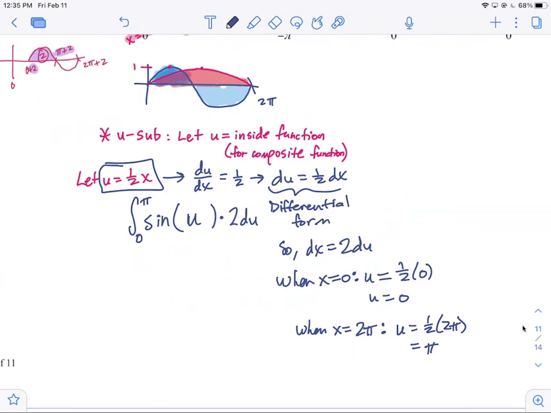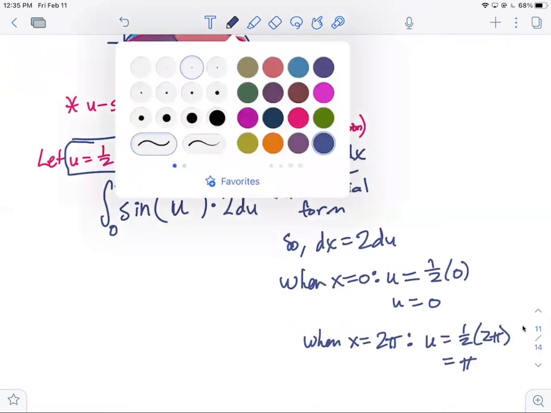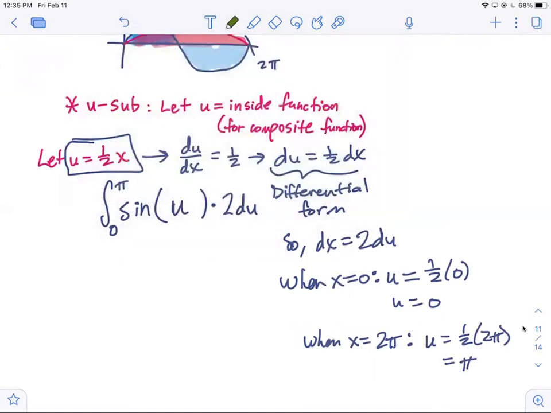I've just substituted my inside function for a single variable. And now it's not composition anymore, is it? It's not sine of blob. It wouldn't be a chain rule problem anymore, as when I was taking the derivative. It's just sine of a single variable. So that's called changing the variables using U-substitution.